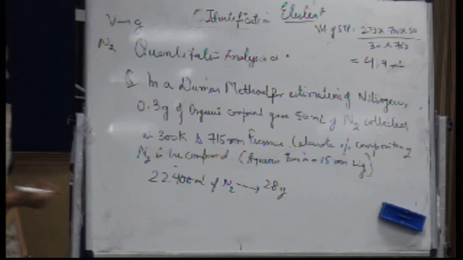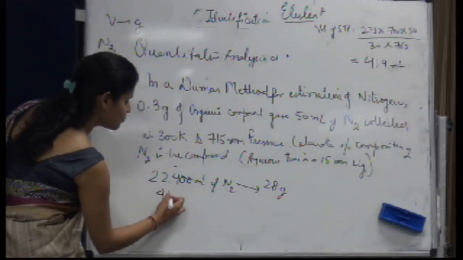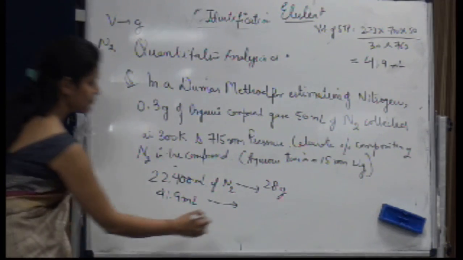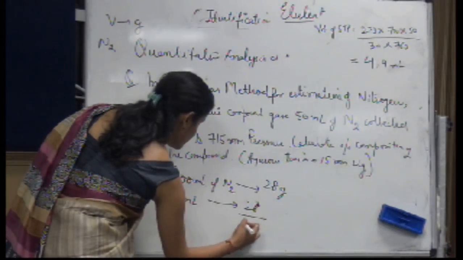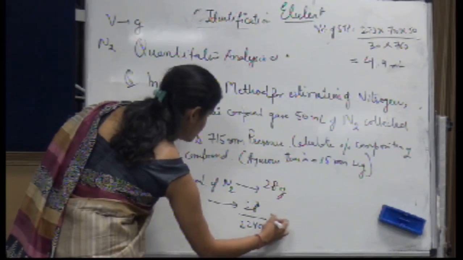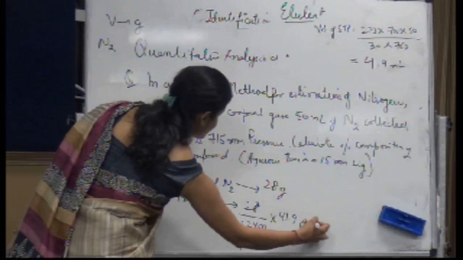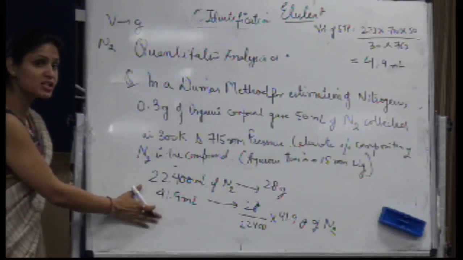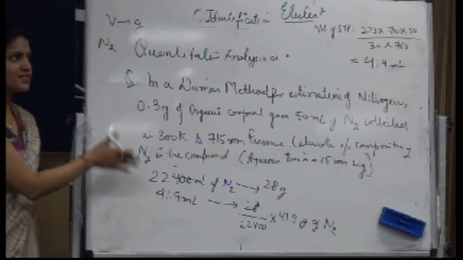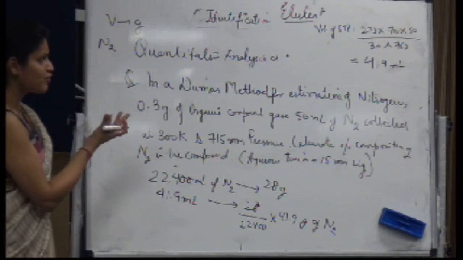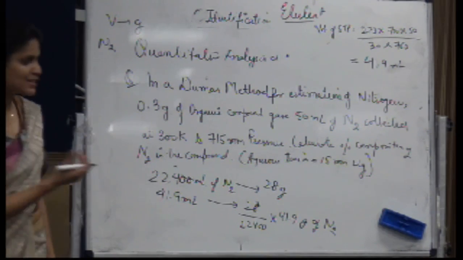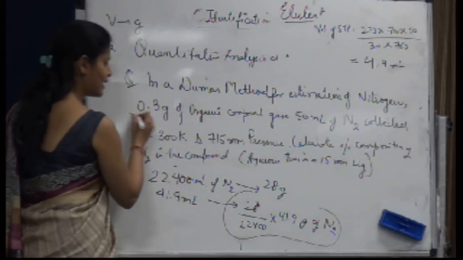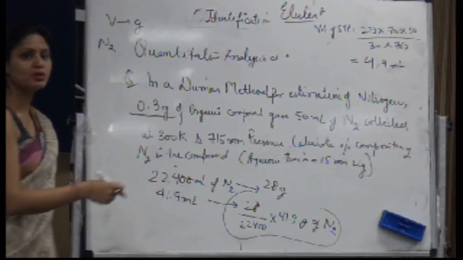28 grams. So if I have the volume of 41.9 ml, what would be the mass of nitrogen? Exactly 28 upon 22400 into 41.9 grams of nitrogen. So this way I have obtained the mass of nitrogen. So if somebody asks me to find out the percentage of nitrogen, then I'll simply take this amount divided by the total organic compound amount into 100.